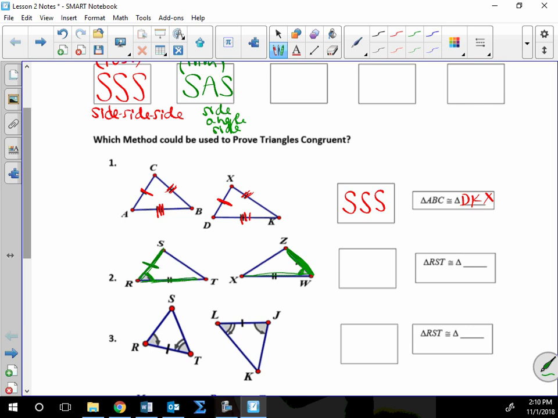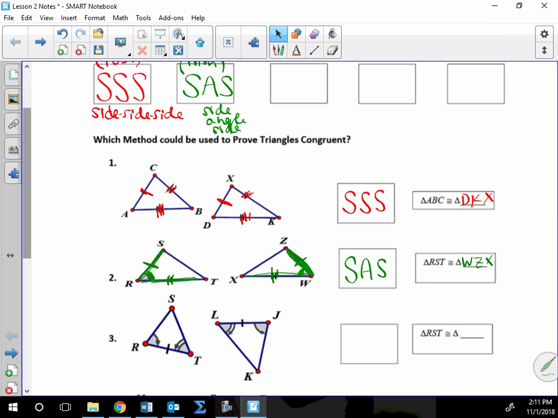I have a 1 tick mark side, a 1 tick mark side, a 1 arc angle, a 1 arc angle, and a 2 tick mark, 2 tick mark. So I have a set of sides, angle, sides, congruent. So this would be congruent by a side, angle, side. So triangle RST would be congruent to triangle WZX. Do we agree?